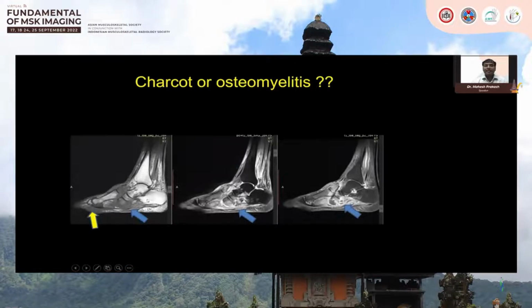Again, this is a case of overlapping Charcot with osteomyelitis. Here you can see typical Charcot features in the midfoot, and then the soft tissue inflammation and the osteomyelitis of the metatarsal head. So these are the important things we have to see very carefully, both the features of Charcot as well as osteomyelitis features.